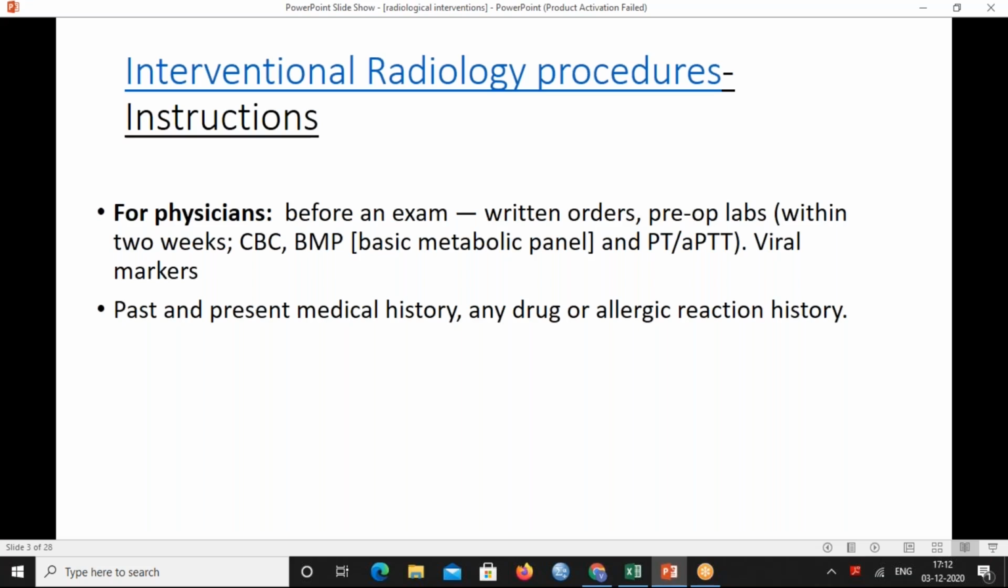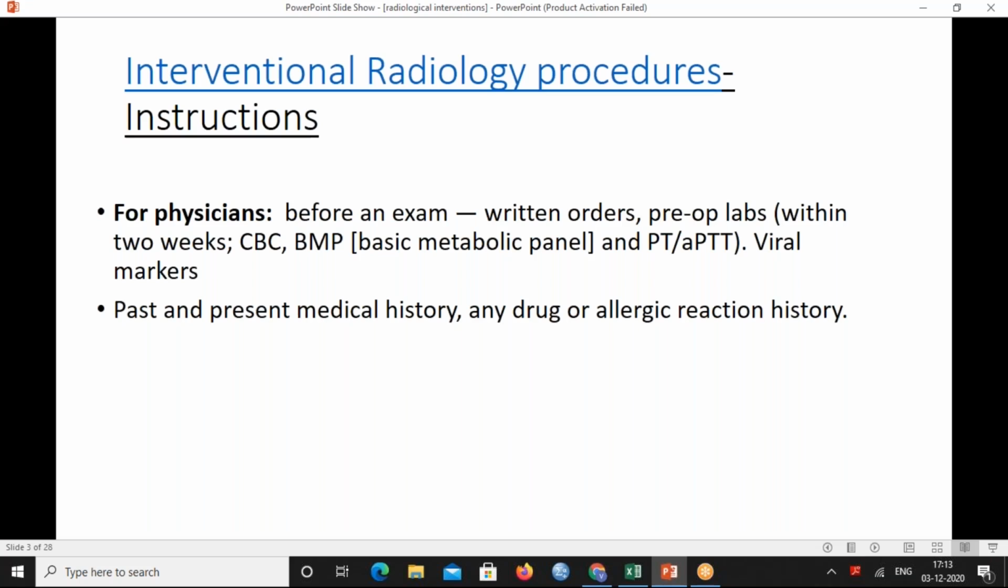Pre-op investigations like the lab investigations should be recent ones, not more than 2 weeks old. Complete blood count should be there. The LFT, KFT, and other metabolic panel, if required, should be done beforehand. And the coagulation profile, the PT, APTT of the patient, and the platelet count should be done and reviewed before the procedure. And the viral markers.